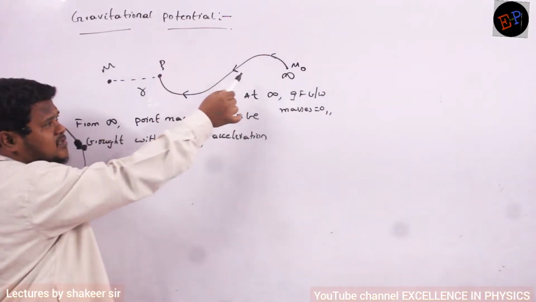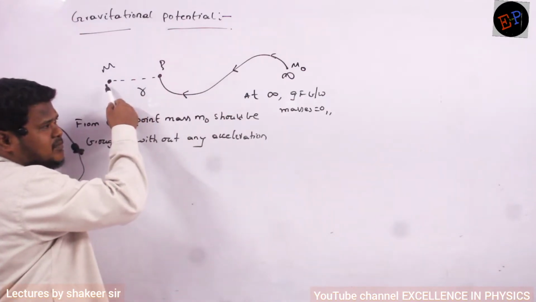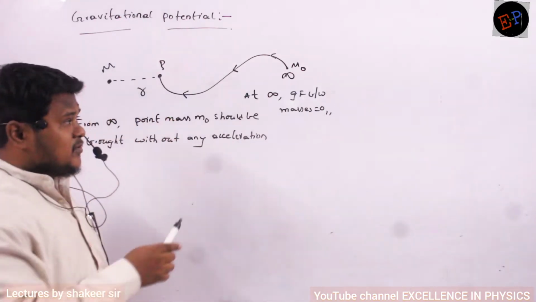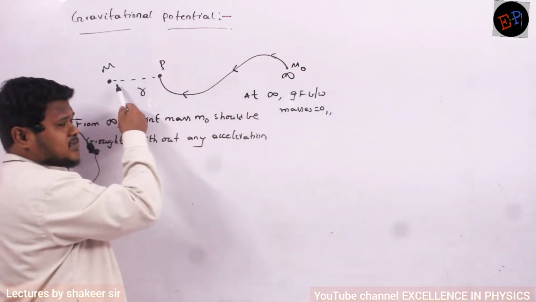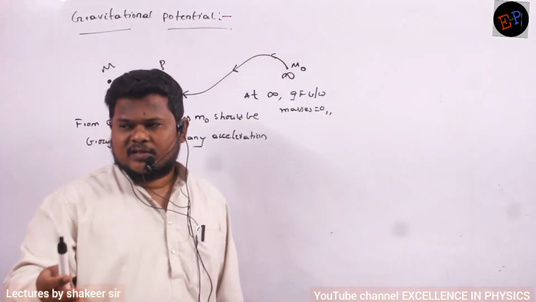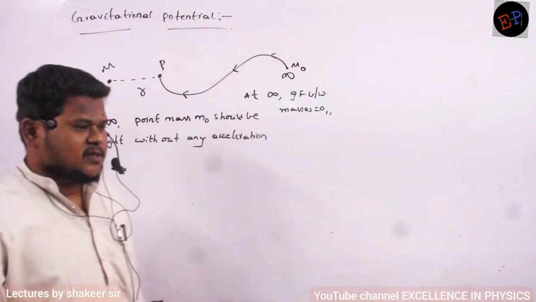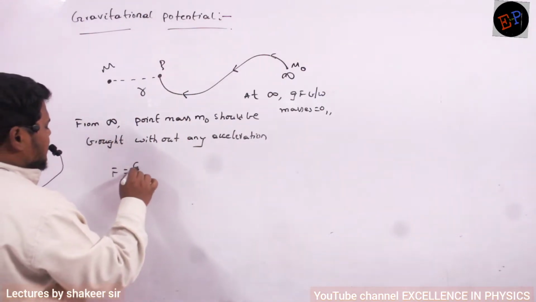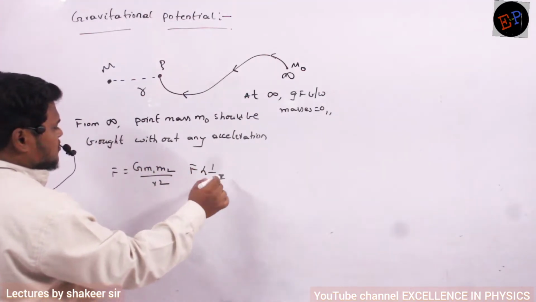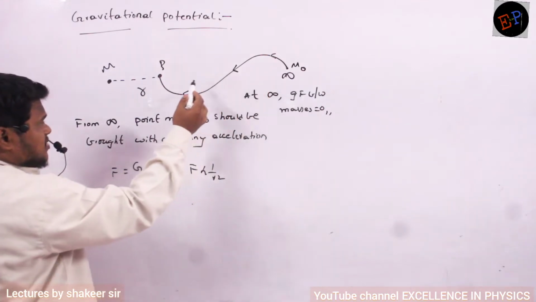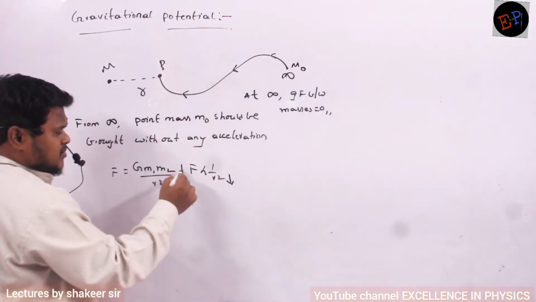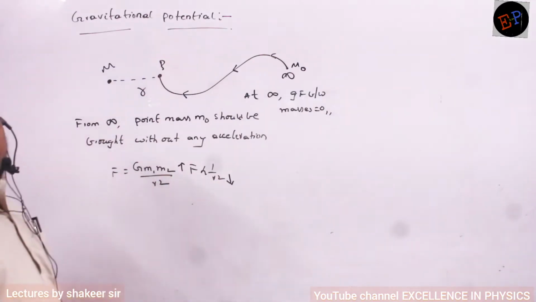So what happens when it starts coming towards the bigger mass M? What happens to the force? The force also increases. When this mass starts coming to the capital mass M, the force continuously increases, because when distance decreases, force increases. According to Newton's law of gravitation, F is equal to G m1 m2 divided by r square, so F is inversely proportional to r square. As this test mass comes towards M, the force continuously increases because the r value decreases. So is there any need to do work or not?